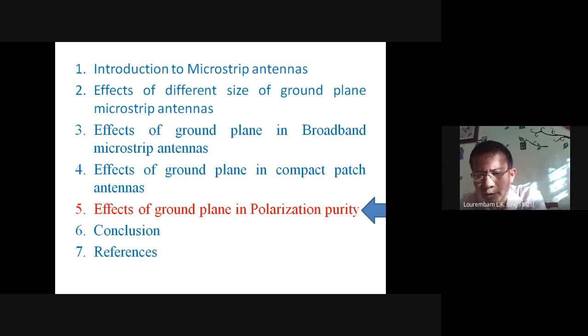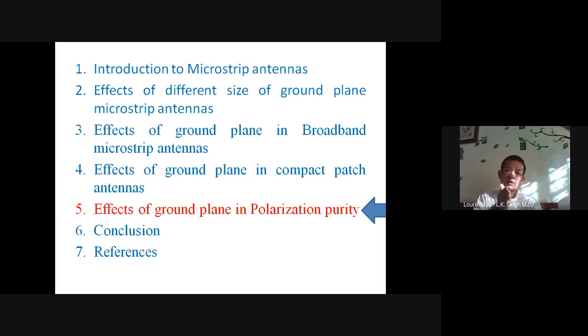Let us say I want to radiate a signal in this particular direction, and this is my antenna. I want to radiate in this direction, but it may also radiate some signal along the horizontal. Let us say this is the co-pole, and this undesired direction is the cross-pole. How much is the difference between them? We call that the polarization purity.